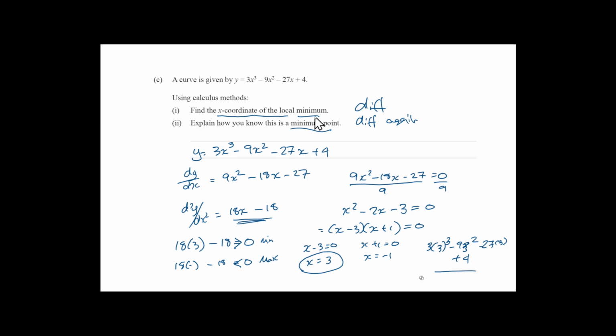So we differentiated it first to find where the turning points are, and then we differentiated that again to find out whether it was a maxima or minima point. If it's greater than 0, it's a minima. If it's less than 0, it's a maxima. This x equals 3 was the only one that met the criteria, so x equals 3 is what it is.